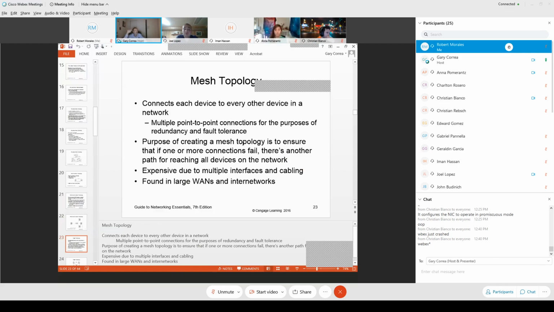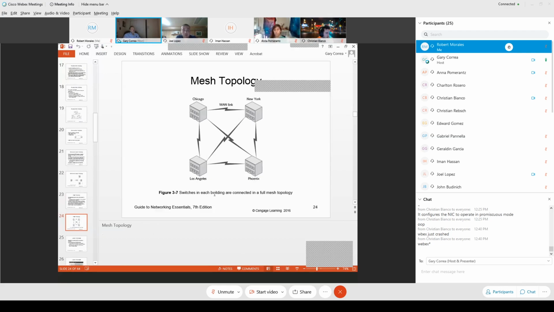Well, hold the phone a minute. It is used in one major case. When is it definitely used? And this is the next slide. So when would I use a mesh topology point to point? And the answer is the last one, large WANs. What do they mean by that? Here it is. Chicago has a direct connection to New York, Phoenix, and Los Angeles. New York has a direct connection to Chicago, Los Angeles, and so on. Each city is directly connected to every other city.